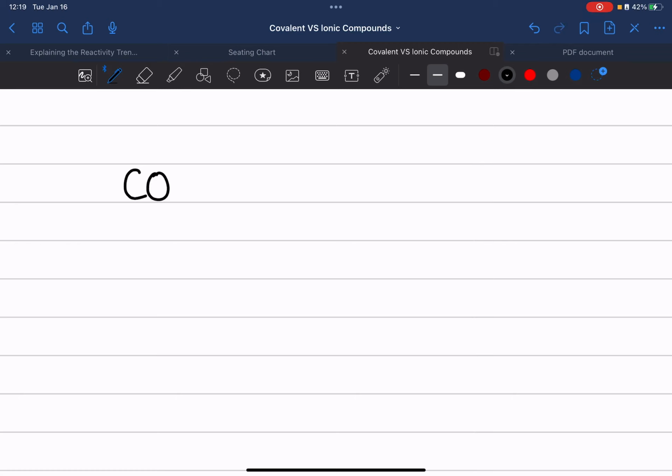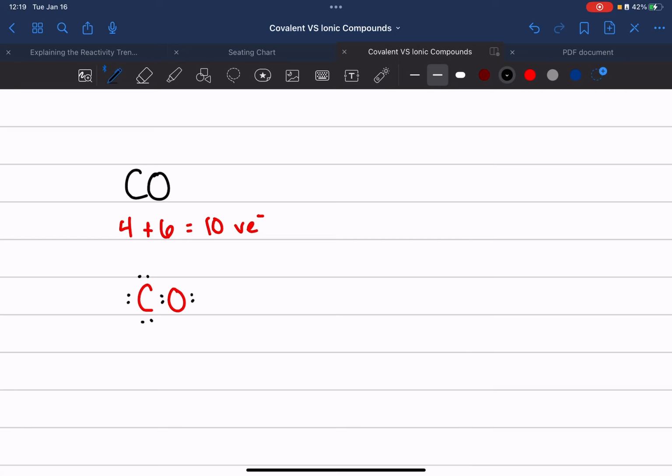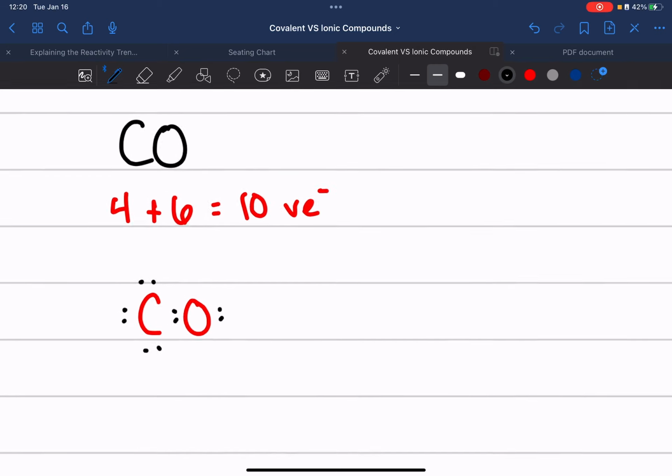So we just did carbon dioxide. Carbon monoxide is a little bit different. Our carbon has 4, plus 6 from our oxygen equals 10 total valence electrons. And I can put my C and my O right there, put my bonding pair in the middle, and then I'm going to try to fill octets until I run out of electrons. So I can give a full octet to my carbon there, and just one pair to my oxygen before I run out of electrons. I've spent all 10 already.